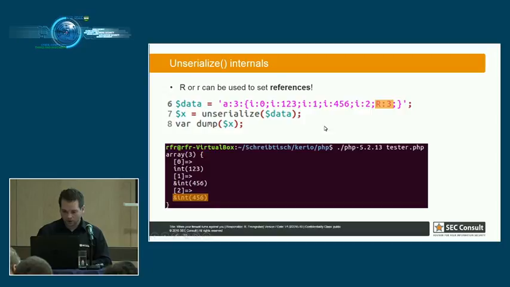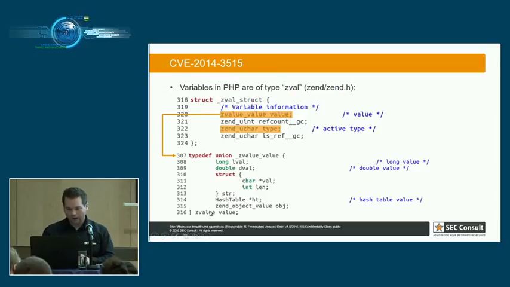As you can see here, if we just execute this program, you see here the reference was replaced with this number. And to now understand how this vulnerability is working, we have to understand how PHP is internally storing all objects or all variables. So internally it's using a zval structure, and if you have an integer or a double or a string or an object, everything is stored as a zval.